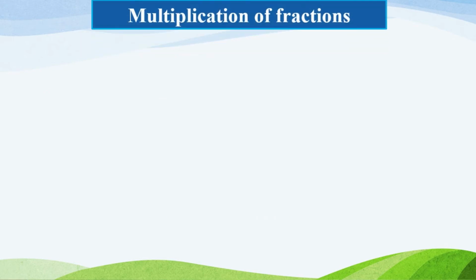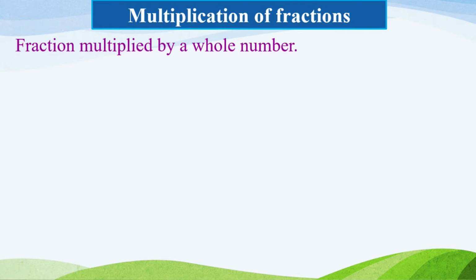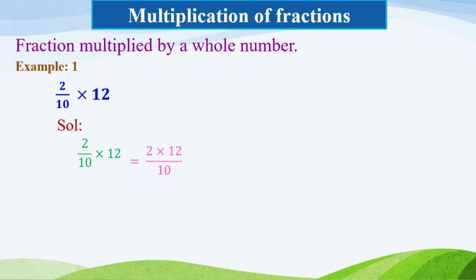Multiplication of fractions. First one, fraction multiplied by a whole number. Let's see the example. 2 by 10 multiplied with 12. Here 2 by 10 is a fraction, 12 is a whole number. Let us find the solution. 2 by 10 multiplied with 12. Here 2 is the numerator, 10 is the denominator, 12 is the whole number, which is equal to numerator multiplied with whole number by denominator. The expression is 2 into 12 divided by 10.